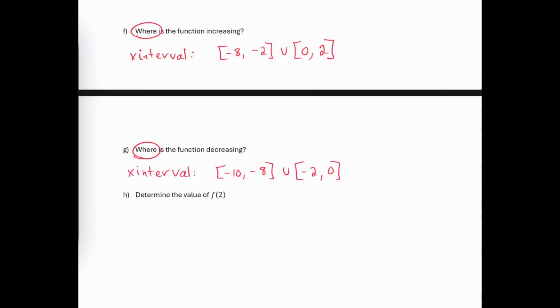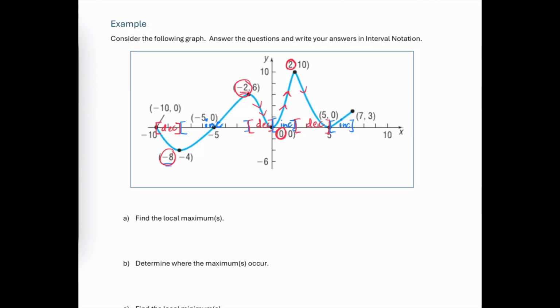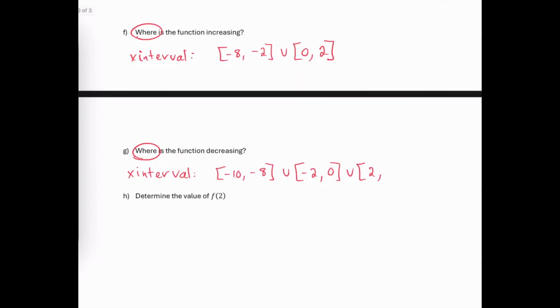And then at x is equal to 2, it takes a turn and starts to decrease again, and it's decreasing from x is equal to 2 to x is equal to 5, and then it increases from x is equal to 5 to x is equal to 7. Now for these increasing and decreasing intervals, we are going to use closed brackets for all of these intervals, and of course interval notation to describe where that function is increasing and decreasing.